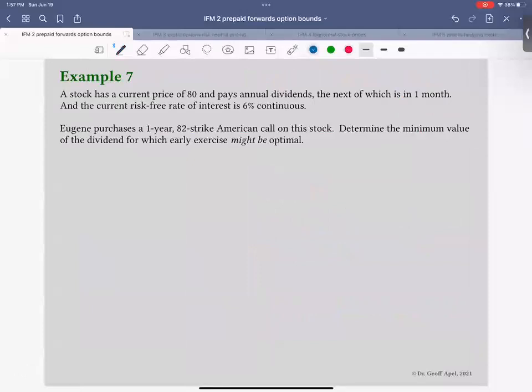And we'll use this idea here, how we can get those values. So, stock has a current price of 80, pays annual dividends, the next of which is in 1 month. The current risk-free rate of interest is R equals 0.06. So Eugene has purchased a 1-year American call on the stock with strike 82, and there's a dividend. Okay, good. Determine the minimum value of the dividend for which early exercise might be optimal.